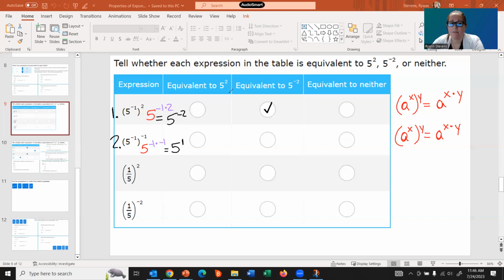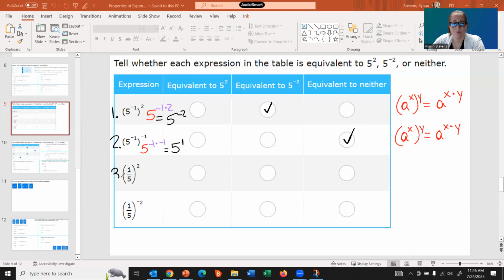we have equivalent to 5 to the 2nd power, equivalent to 5 to the -2nd power, or equivalent to neither. And so in this case, answer choice 2 would not be equivalent to either 5 to the 2nd power or 5 to the -2nd power.